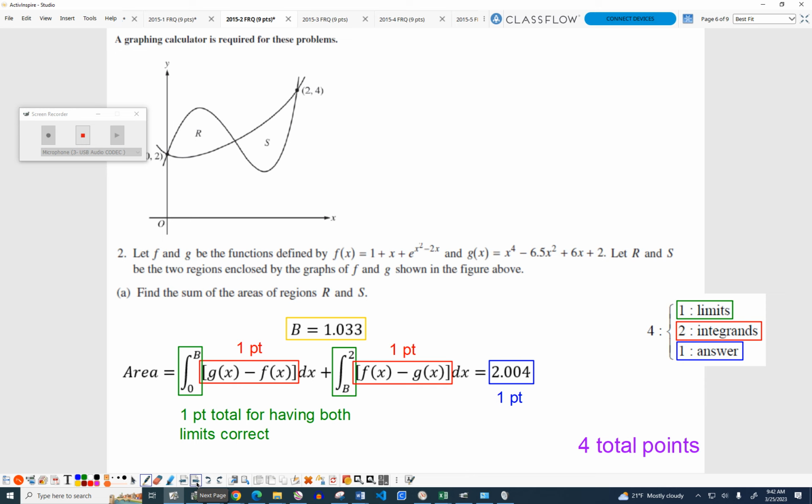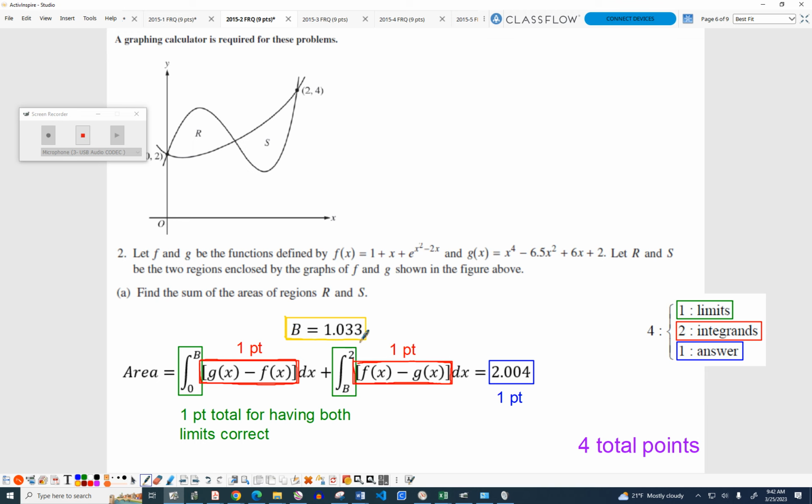So my first integral is G subtract F, which must be in parentheses, multiplied by dx. The other integral is F subtract G. Limits must define exactly what B is.